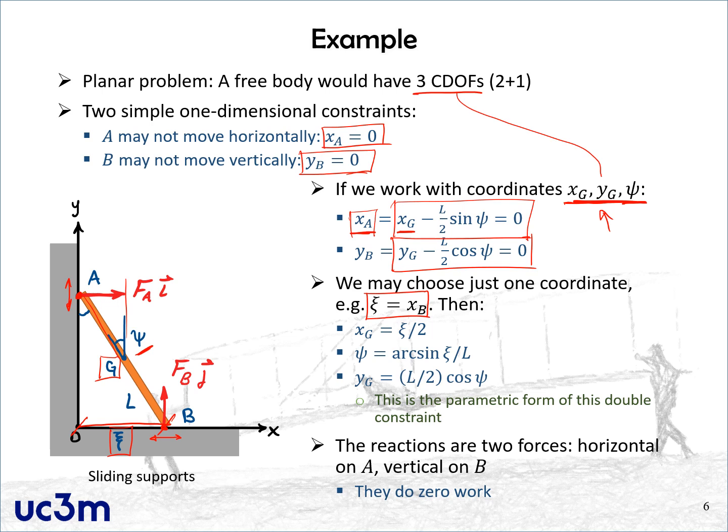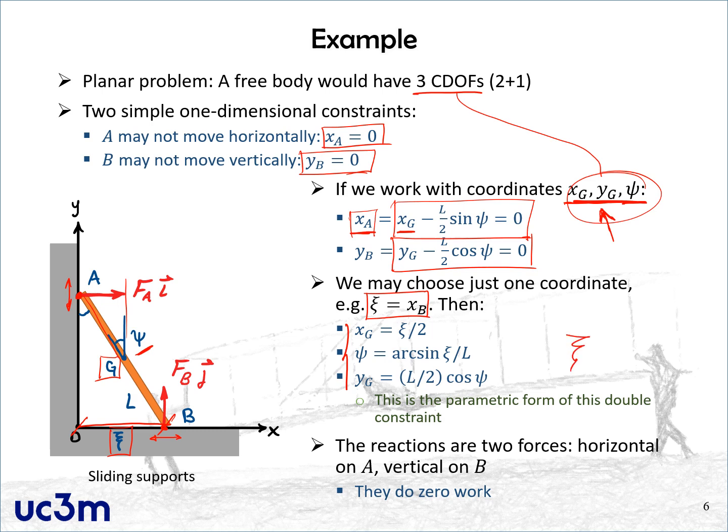So in principle, it should be possible to rewrite all the 3 coordinates that we had chosen initially, before applying the constraint, in terms of just this parameter. And indeed, we can do so. This has been done over here. This is the parametric expression of this double constraint. And you can use these expressions to replace the initial coordinates that you have chosen over here to express everything on the kinematics of the rigid body in terms of just the xi.